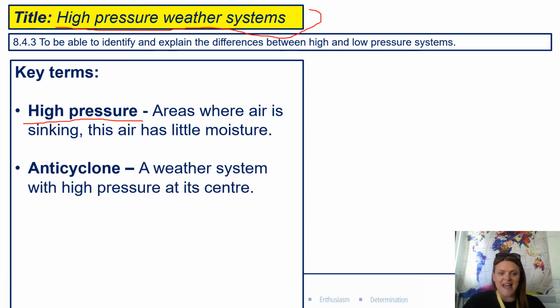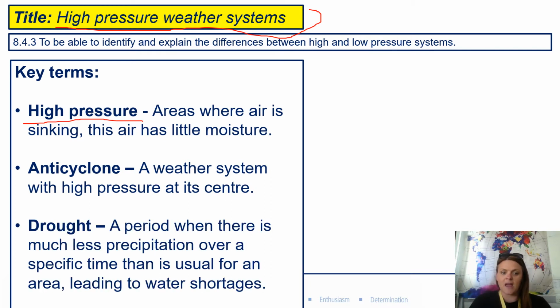Another word is anticyclone. This is a weather system that has a high pressure at the center of it. So if you have a time where you've got lots of high pressure, you will get what is known as an anticyclone. And drought. Drought is a period when there is much less precipitation over a specific time than is usual. This will lead to water shortages. So these key terms are all to do with high pressure.